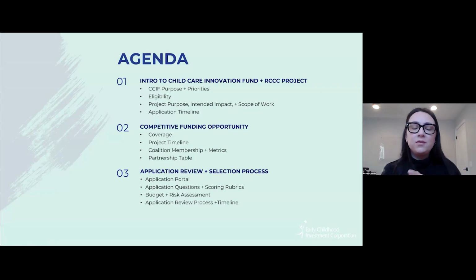All right, so a little bit of our agenda for our time together today. We're going to start with an introduction to the Innovation Fund as well as the Regional Child Care Coalition project. Then we'll move into the details of the competitive funding opportunity, sharing requirements of the funding, etc. Then we'll dive into the application and review process, where we'll walk through each application question and share the scoring rubric, as well as demo our new application portal.